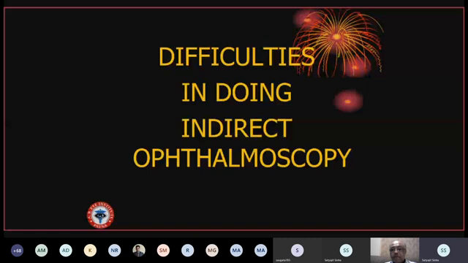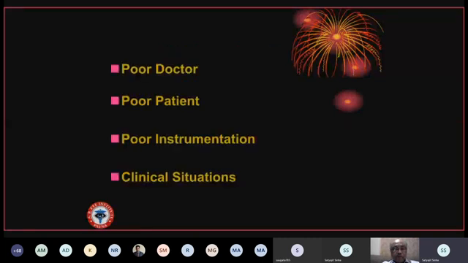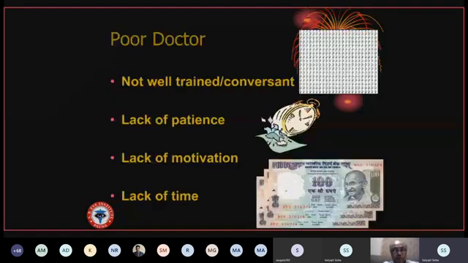So the difficulties here are categorized as a poor doctor, a poor patient, poor instrumentation, and clinical situations. Okay. So now coming on to a poor doctor. By a poor doctor, we don't mean a doctor who doesn't have any money. Okay. A poor doctor means a doctor who is not well trained or not very conversant.